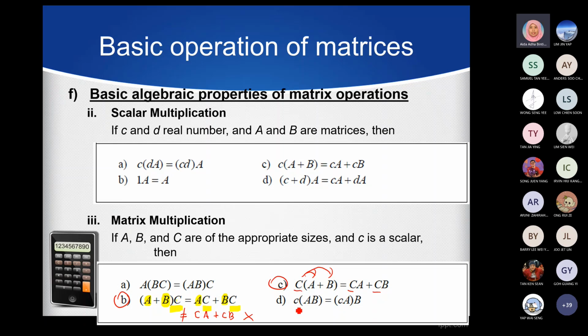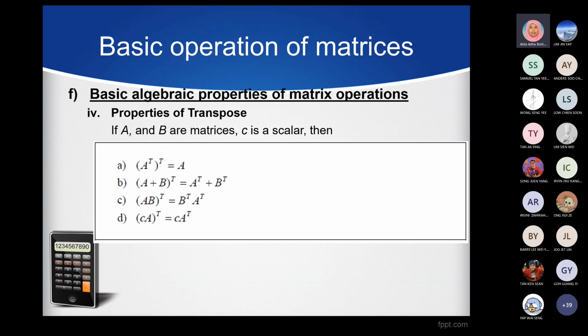And this one, you can see the small letter c here refers to a real number. So you can multiply the real number with the matrix A first and then multiply with the matrix B, or you want to solve this one first and multiply with the real number, which is also okay. Both are the same. Any question for this one? Easy, right? Already know, right? Okay, so next, this is the transpose, the properties for the transpose.